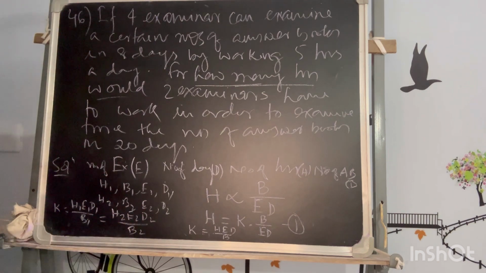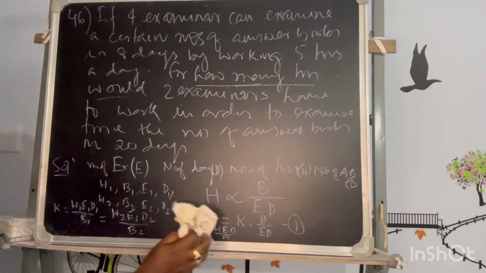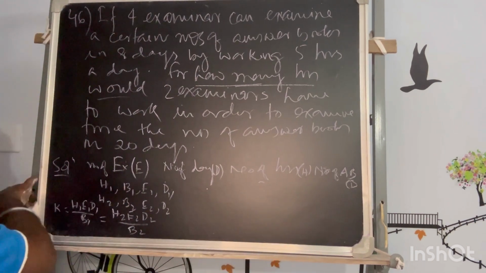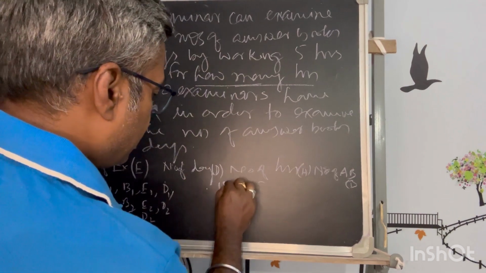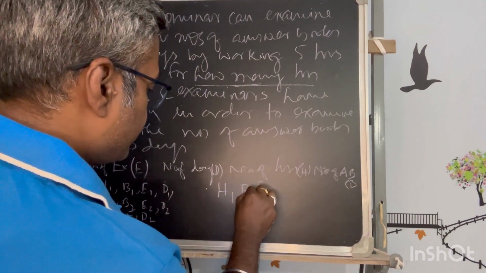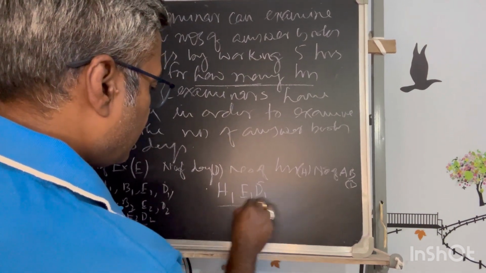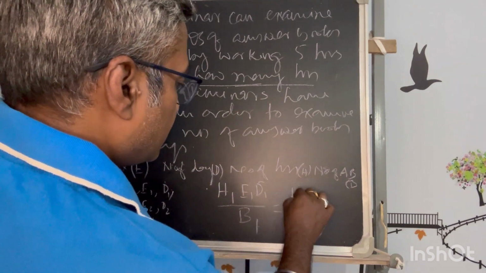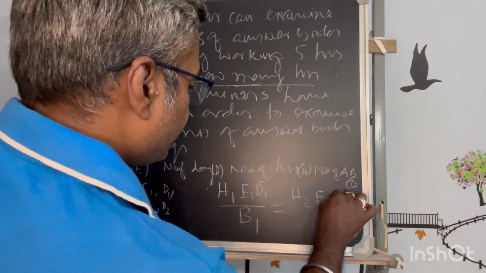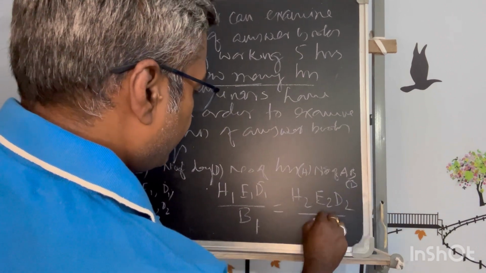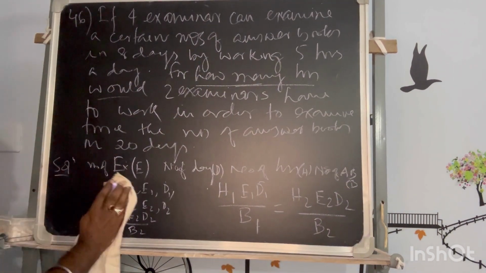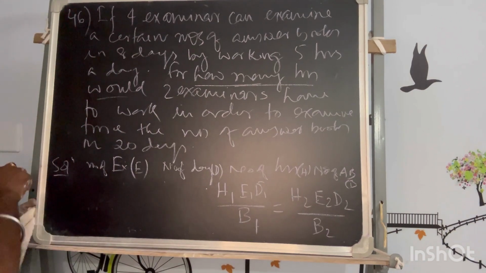So that means we can equalize this. Ultimately, if I remove the k from the relation, only the relation remains: h1 e1 d1 by b1 is equal to the other set of values, if I put them, will be equal. Now your job is very easy. Now you see, for the first set of values, what are the values you understand?